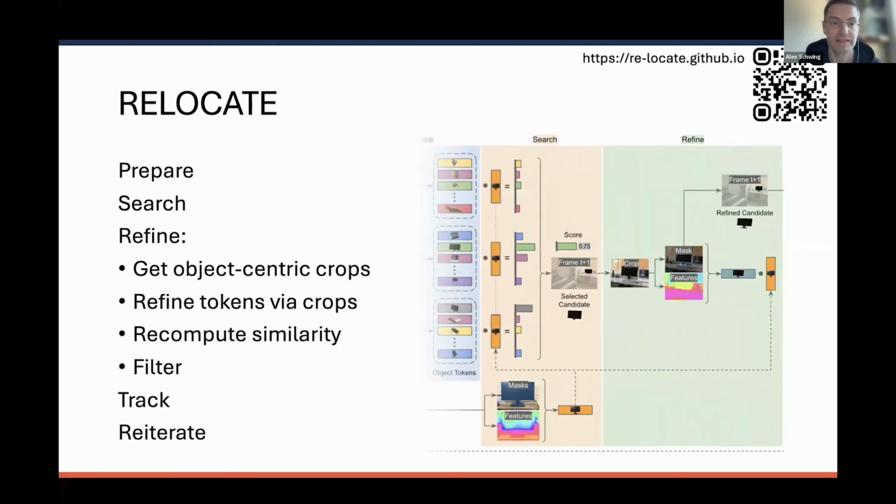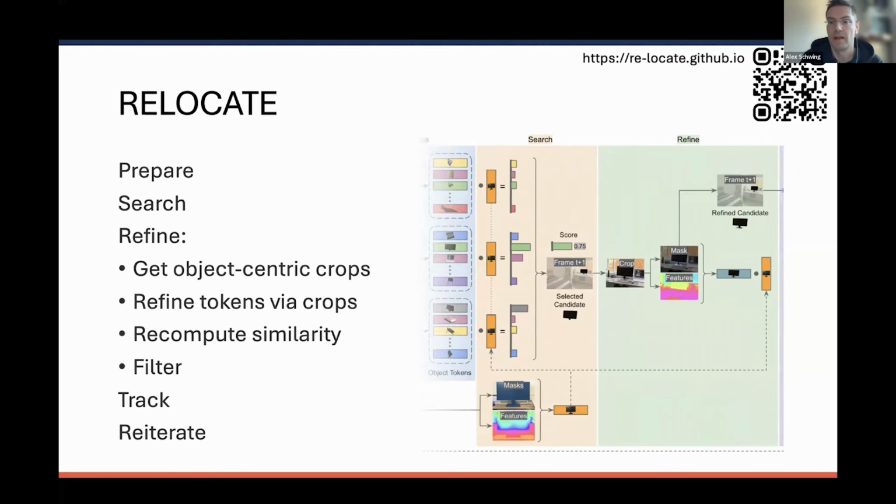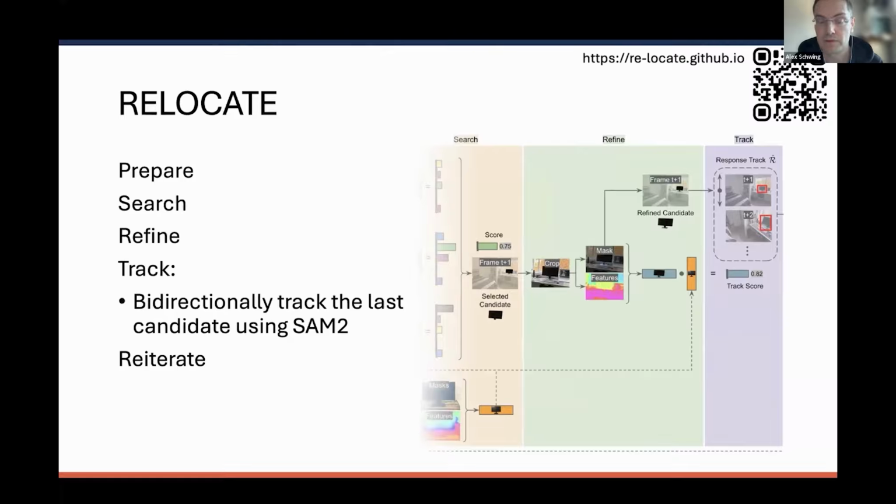Afterwards, we go to the refinement stage, which is essentially just cropping the corresponding frame, meaning we kind of zoom in, if you will, and do the same thing again. We refine the tokens and recompute the similarity score and filter, just to get kind of a close-up view, if you will. Afterwards, very similar to the baseline approaches, we perform some tracking to bidirectionally track the last candidate using essentially SAM2, just to identify, is the object appearing close by as well, and we just haven't found it yet.